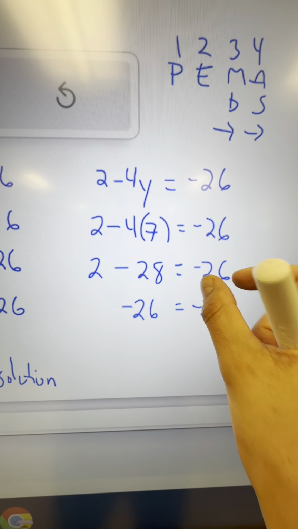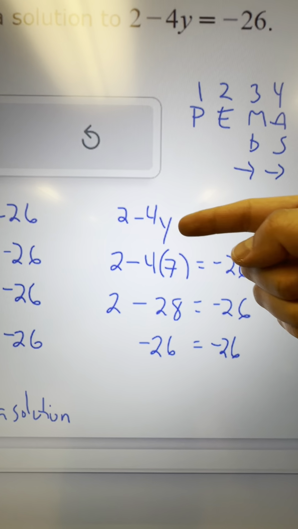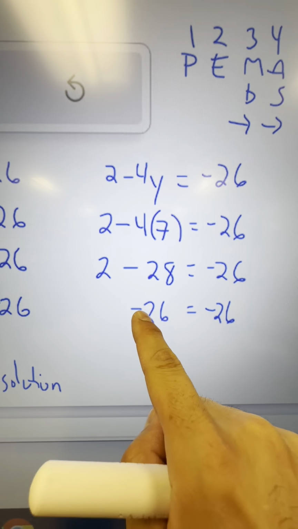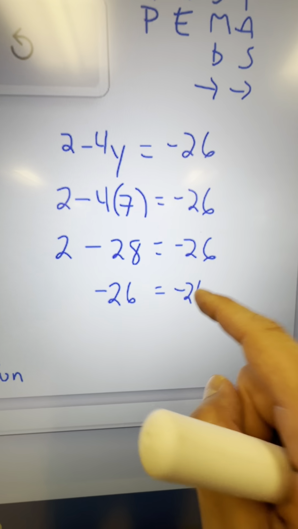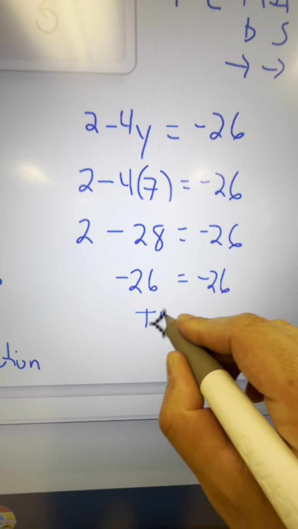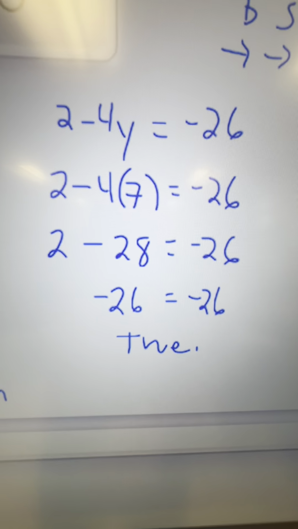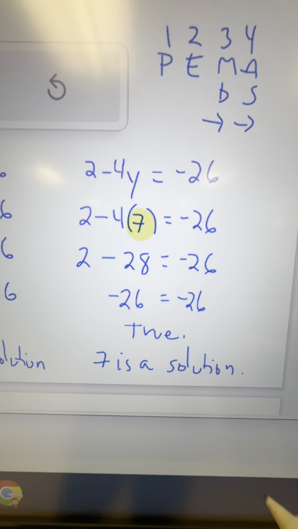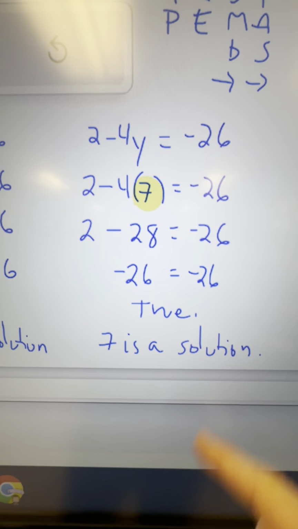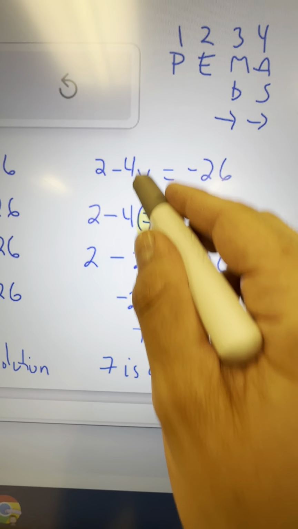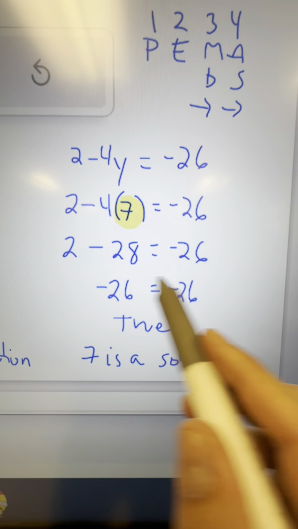All the work is happening over here. This, you just got to keep bringing it down to the next step because we're just trying to see when we simplify all this, if we end up with the same answer as on the other side. So -26 equals -26. That is actually true. They are equal to each other. And that lets me know that the value I checked when I replaced y with 7, that 7 is a solution because when I substituted it and evaluated it, I got the same answer on both sides.